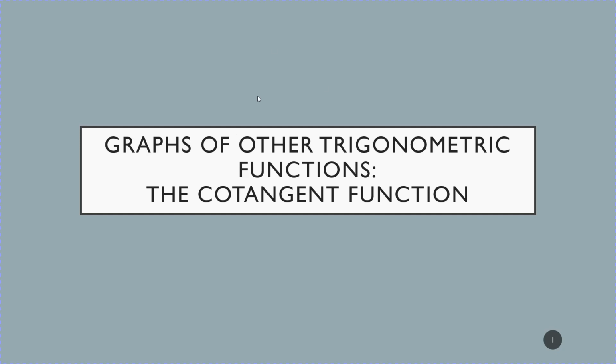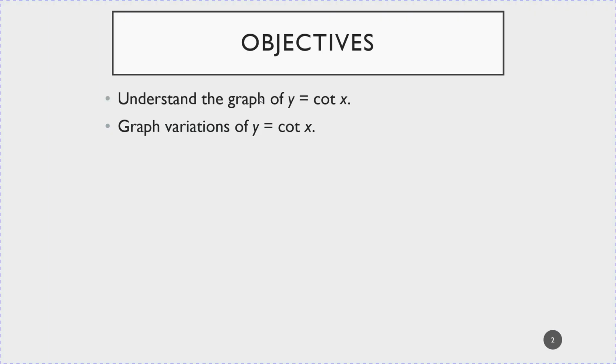So all we're going to do in this lecture today is talk about how you understand the graph of y equals cotangent of x. I'm going to graph one period of this so you can get an understanding of what the basic graph looks like. Then I'll talk about some of the properties of the cotangent graph, and then we're going to do 3 examples of how you graph variations of y equals cotangent of x.